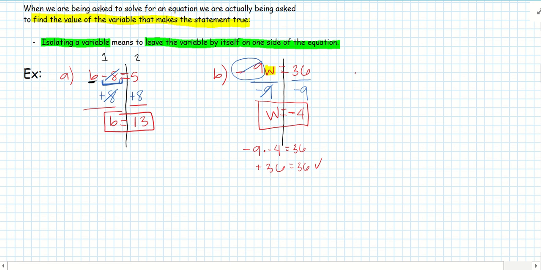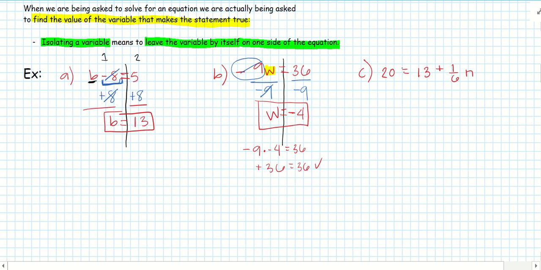Let's go ahead and try another one. So for this one, it's going to be a little bit longer. We have 20 equals 13 plus 1 over 6n, okay?